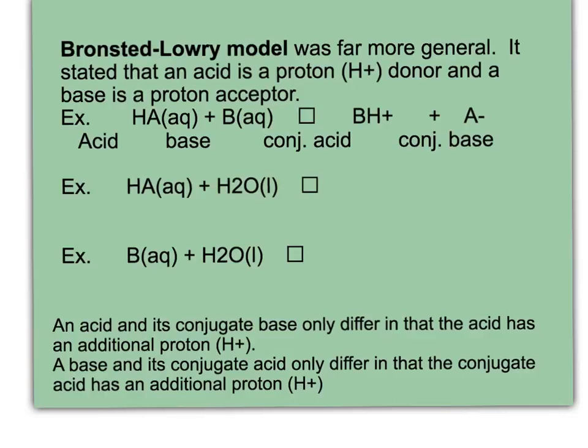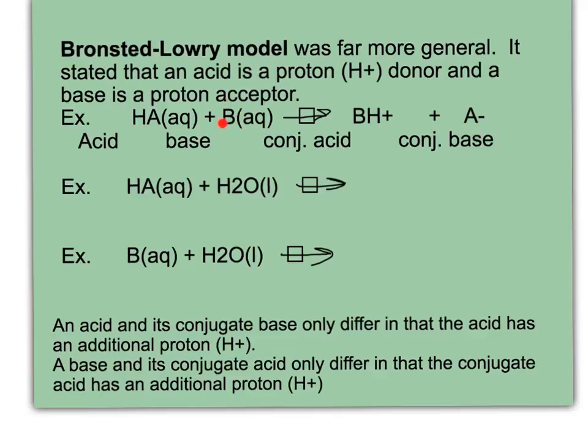So let's look at some examples here. My arrows are not showing, so let's rewrite them here. If we look at this first example, HA is just a generic acid. It starts with a hydrogen, as always. B is our generic base. When they react together, according to Bronsted-Lowry, HA is the acid, so it's a proton donor. If it gives away an H plus, it then turns into A minus. After it loses an H plus, what's left would be an A minus.